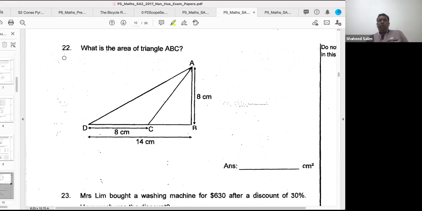Okay. You must be careful. Know which part is a triangle. There's no triangle here. We're only talking about inside here.